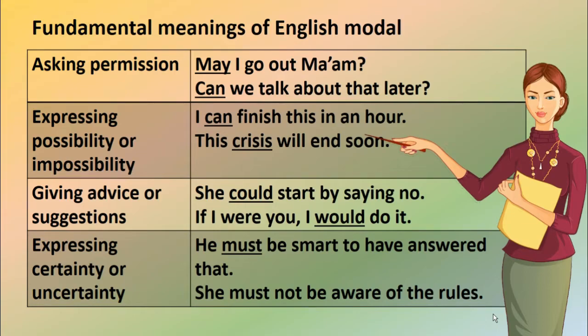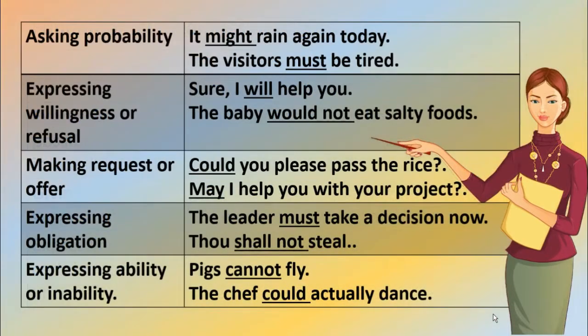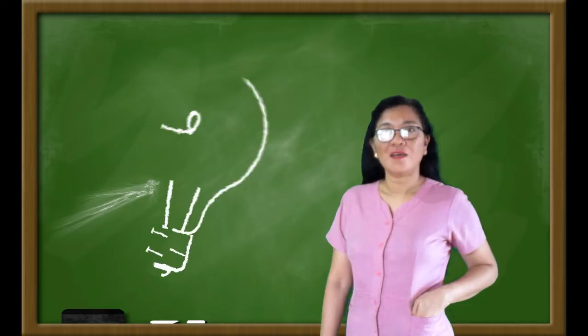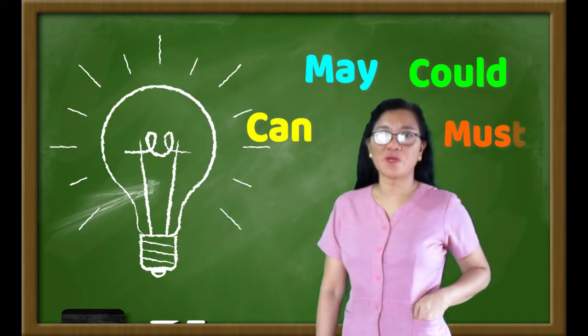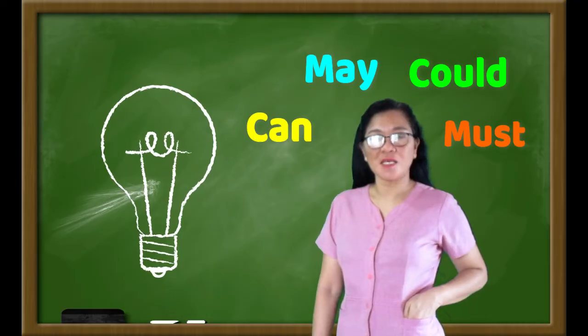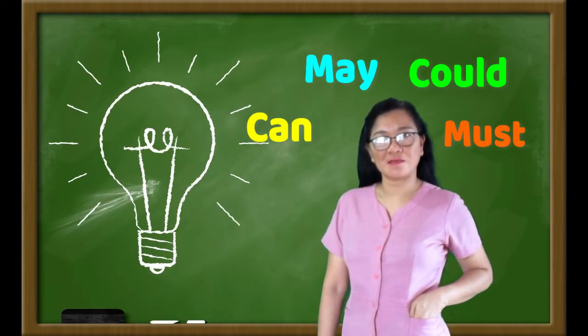Modal verbs can be used to ask permission, express possibility or impossibility, give advice or suggestions, and express certainty or uncertainty. They can also be used to ask probability. Modals can be used to express willingness or refusal, make requests or offers, express obligation, and express ability or inability. Interestingly, some modals such as can, may, could, and must in the previous presentation may take several different meanings depending on their use in a particular sentence.